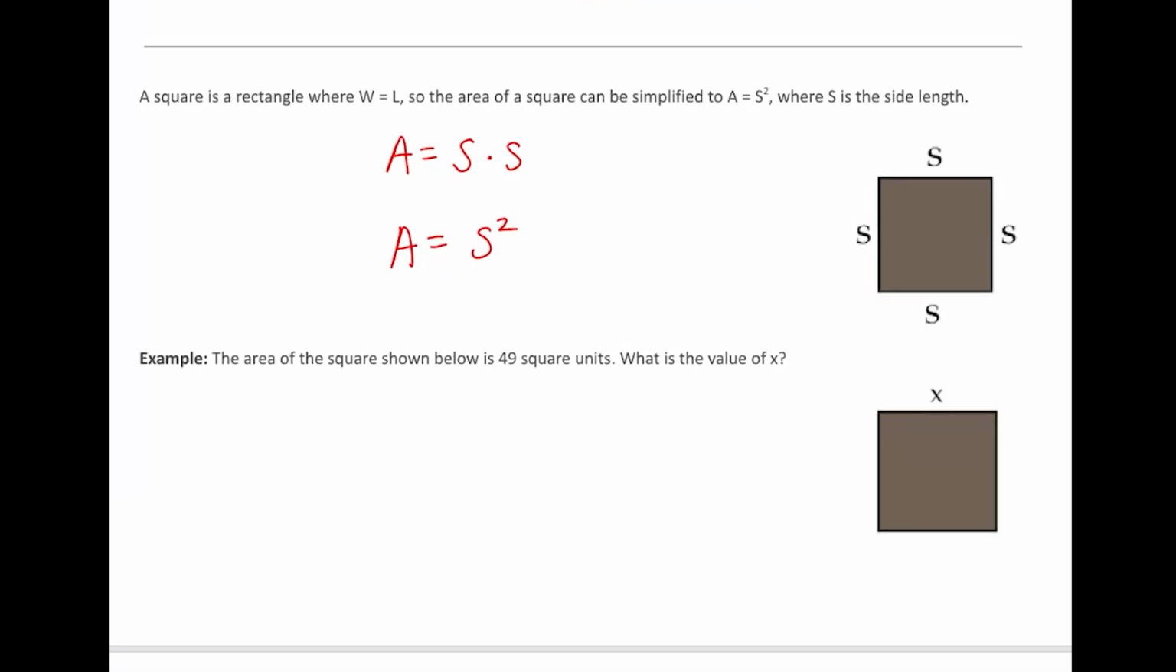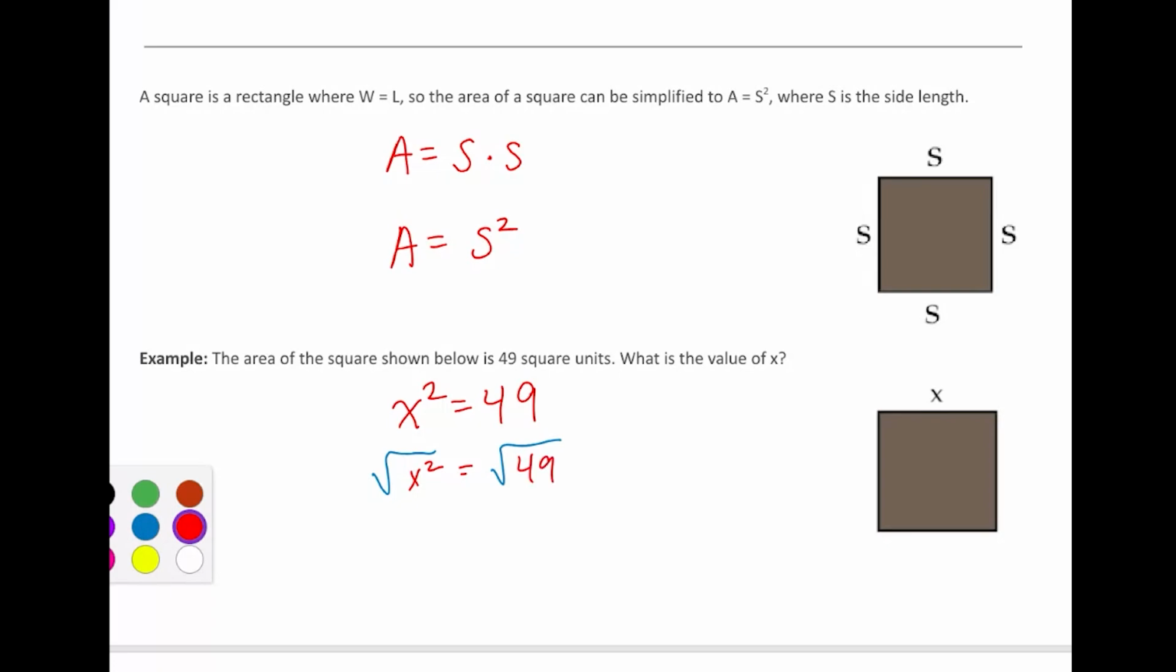So the example problem says the area of a square shown below is 49 square units. What is the value for x? So here we want to set up an equation for the area, which is x squared, and that equals 49. And so to solve an equation where you've got a number squared equals some other number, to get rid of that squaring, we need to take the square root of both sides. So we have the square root of x squared equals the square root of 49.